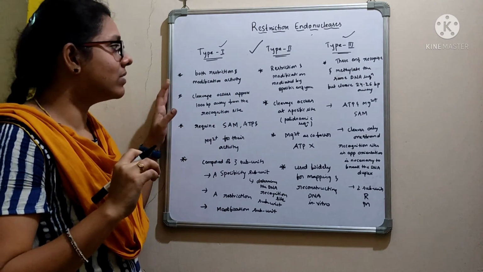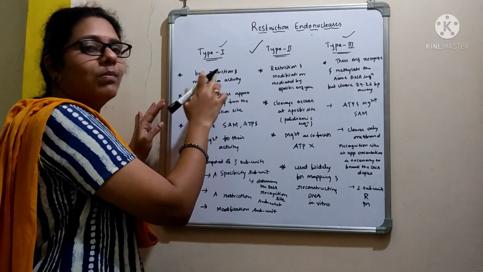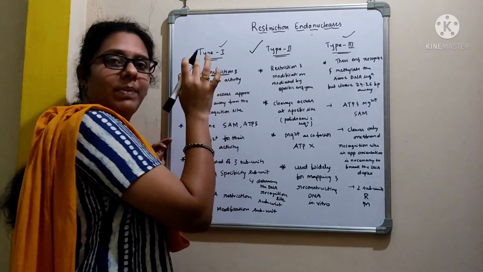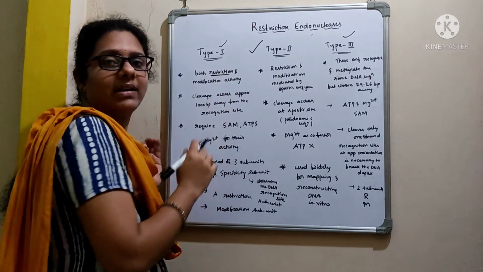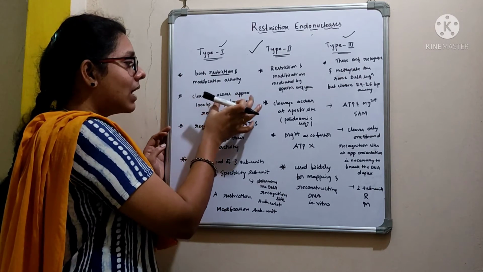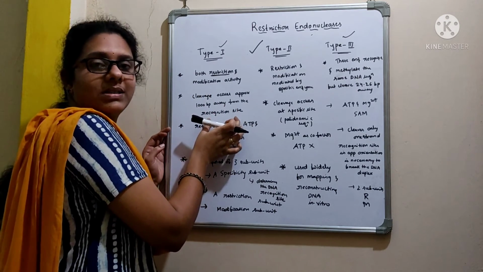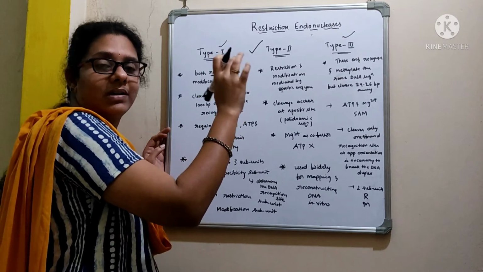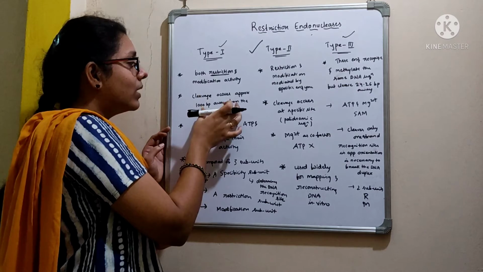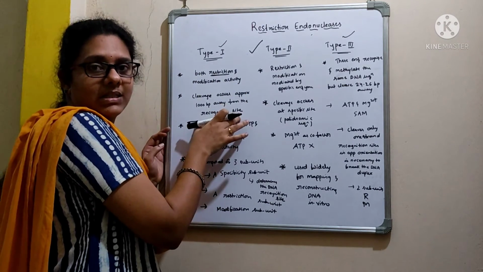Coming to the type 1 restriction endonucleases, they have both restriction and modification activity, and the restriction depends upon the methylation status of that particular target DNA. Moreover, cleavage occurs approximately 1000 base pairs away from the recognition site. See, these enzymes will have a specific recognition site, right? And type 1 restriction enzymes are going to cut the DNA 1000 base pairs away from the recognition site.